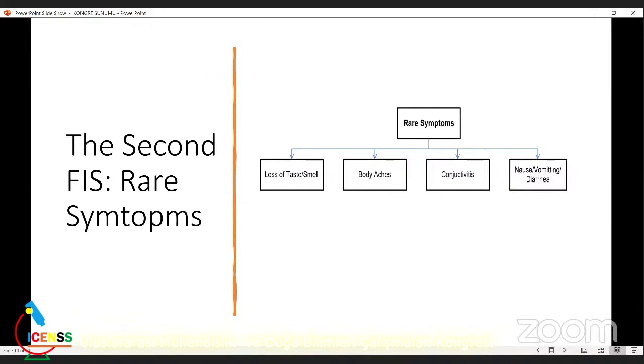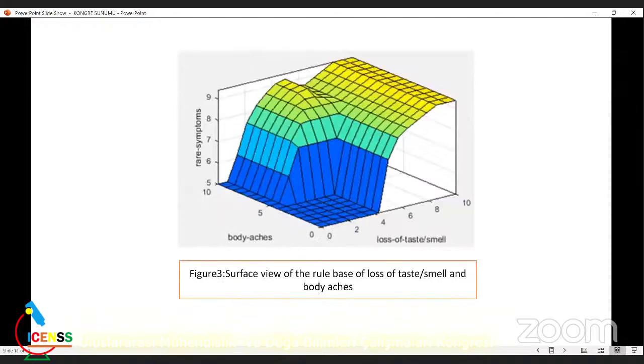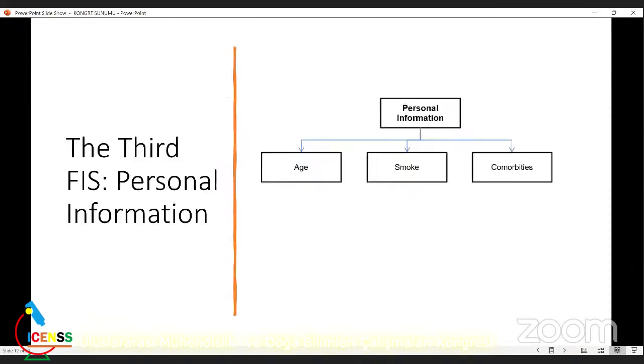Figure 3 illustrates the impact of the symptoms on risk evaluation in 3D form as a rule surface performed in MATLAB. In the third fuzzy inference system, we aim to get a numerical output for personal information affecting the risk value of COVID-19. There are 3 inputs in the system: age, smoke, and comorbidities.